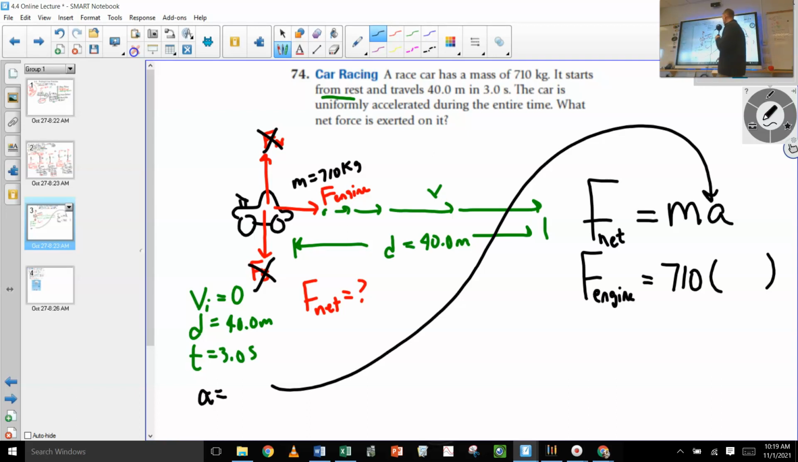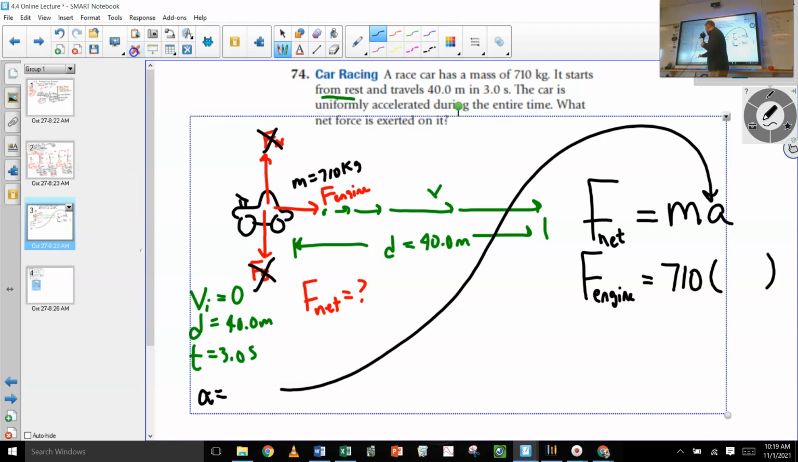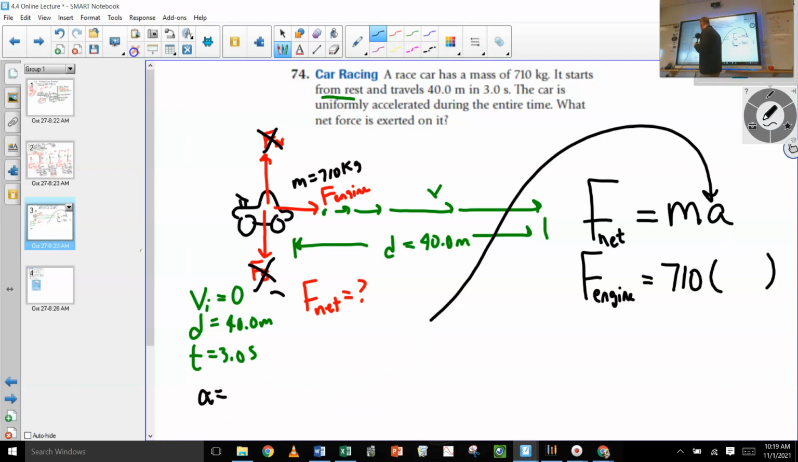So you know what I'm going to do? I'm going to take a side step. And I'm going to actually find the acceleration. I'm going to take all these things, find acceleration. And I think I can do that with this.